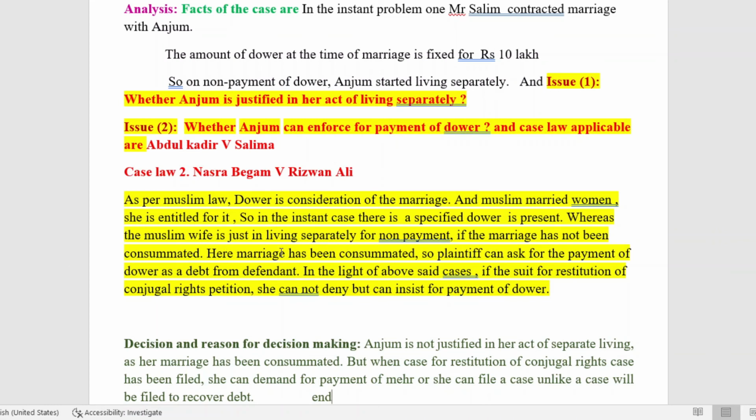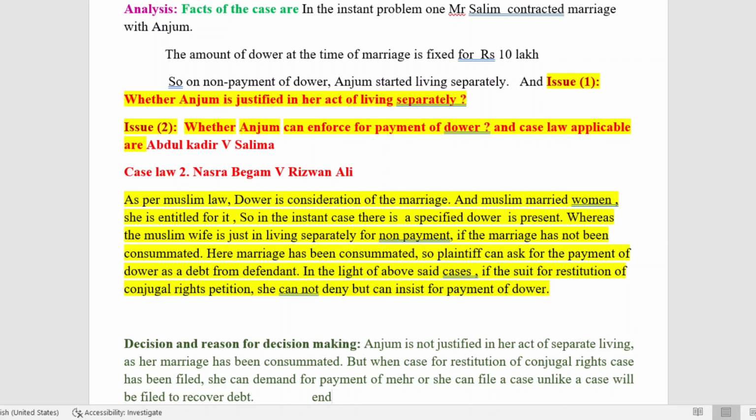Whereas the Muslim wife is just in living separately for non-payment, if the marriage has been consummated, till this we have to read. So here the important thing is that in the instant case, a specified dower is present. Up to that is a full stop. Here what you have to see is whereas the Muslim wife is just in living separately for non-payment. I am analyzing the concept here.